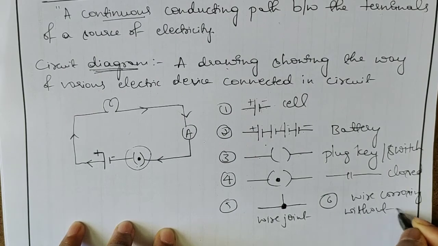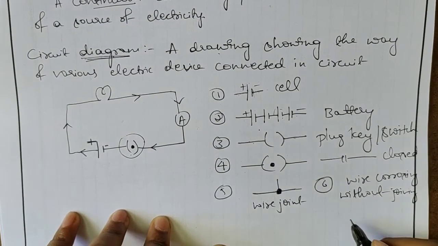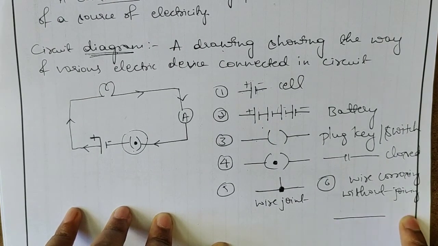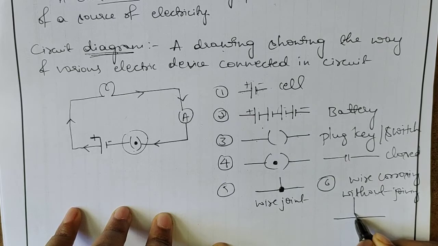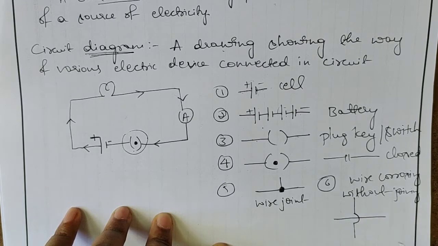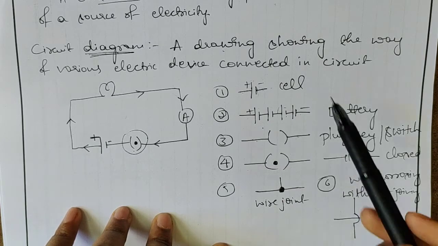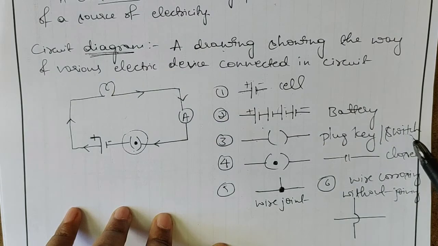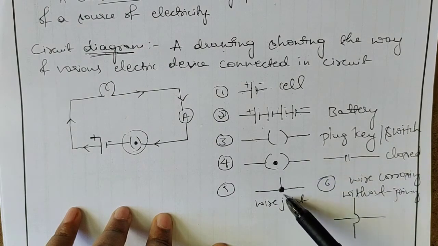without joining. Now how can I write it? See, if this is a conducting wire, I need to pass one more conducting wire without joining to this wire. How can I do it? Another wire is coming from this, and without joining this one, I need to cross. So this indicates there are two wires, but they are not joined to one another. Clear? Cell, battery, plug key open and closed, and this is wire joint, and this is wire without joining.